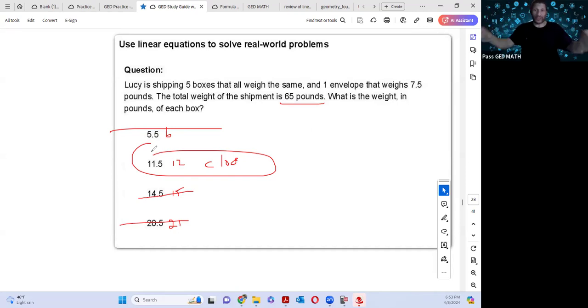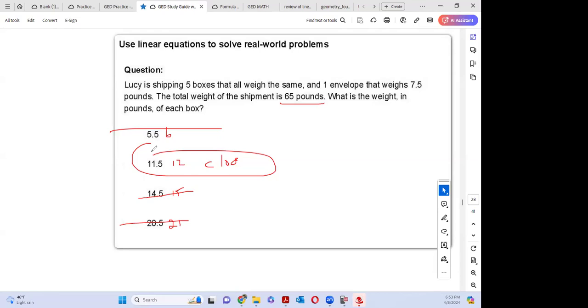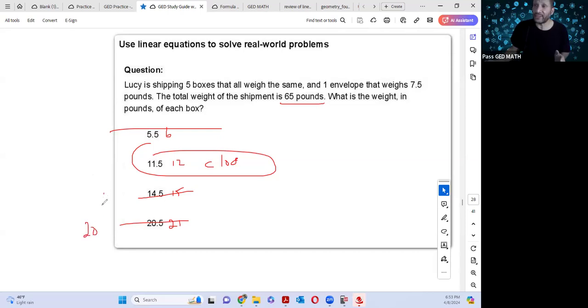Using the multiple choice answers to get the right answer. They're saying each box weighs 20.5. Well, I don't want to multiply 20.5. But I know how to multiply, even if I said this was 20, even if I said this was 14, even if I said this was 11, even if I said this was 5, because all I do is want to estimate.